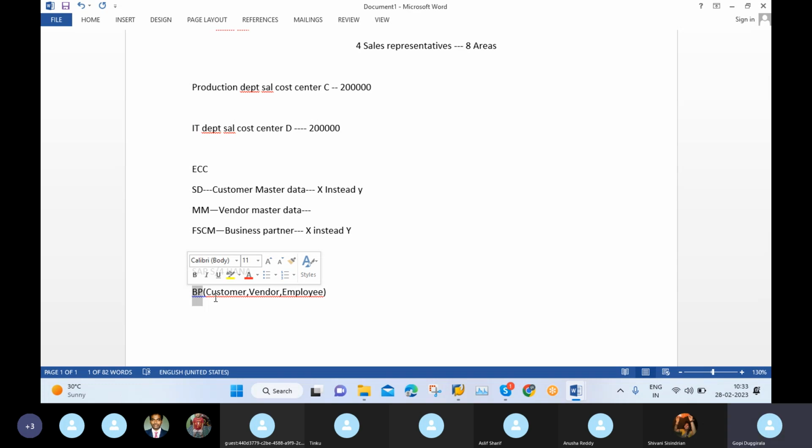Same concept will be applicable in controlling also. Earlier we maintained controlling separately, finance separately. Now we don't want to maintain separately.